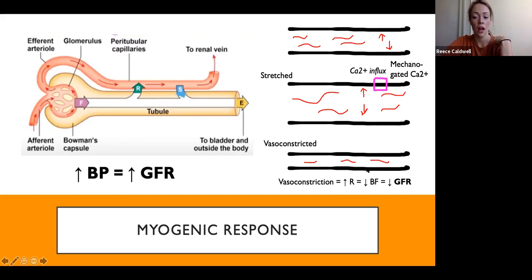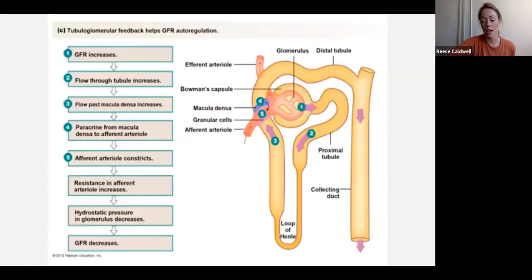You don't need to know each step separately, the increase in resistance and decreased blood flow, which decreases that. If you know that there's a decrease in GFR, you would know that there's a decrease in blood flow and a decrease in blood pressure. Those all go together. So that's the first mechanism for regulating filtration or blood flow through the glomeruli. Let's look at the second one.